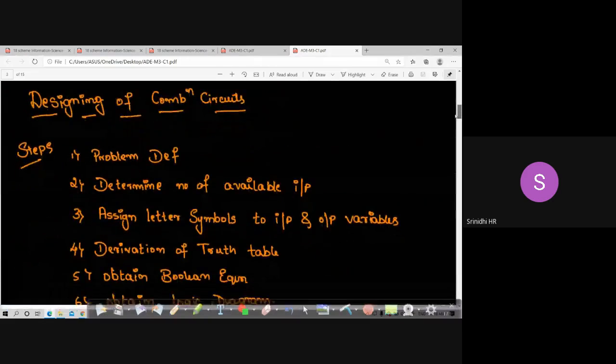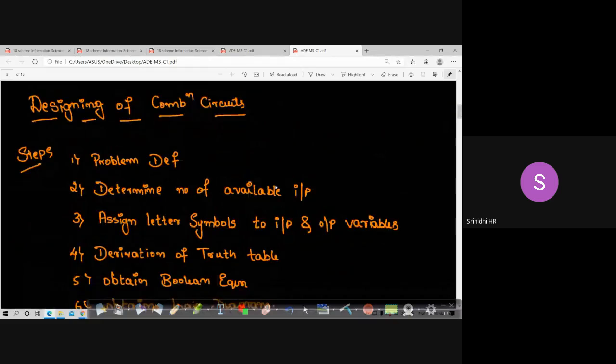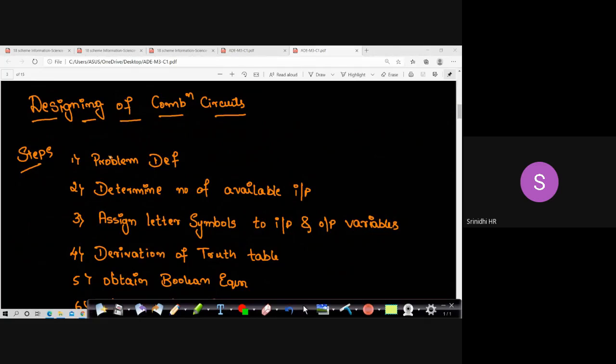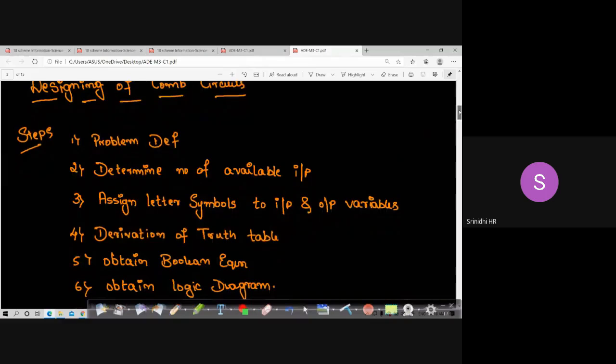Okay. So, having this as a basic prerequisite, we'll move to the next concept: how to design a combinational logic circuit. This is my first question. There are a few steps that we need to follow. What are the exact steps that we have to follow?